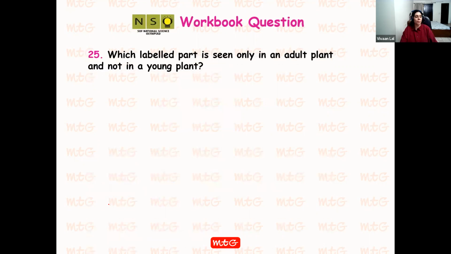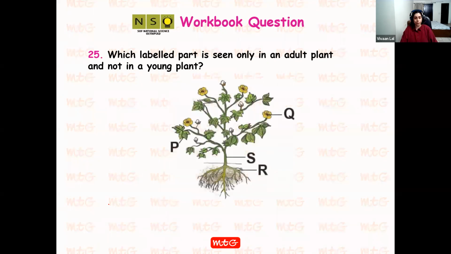Okay. Now let's take up another question here. Chetan, beta, unmute yourself. Yes, ma'am. Now you have to tell me which labeled part is seen only in an adult plant and not in a young plant. So first of all, look at this plant picture carefully and identify the labeled plants. Okay. And then tell me what part is seen only in adult plant and not in a young plant. Ma'am, Q. And what is Q? A flower.